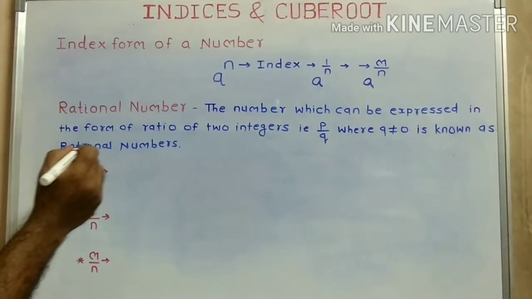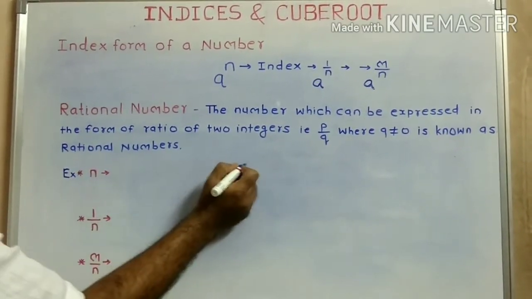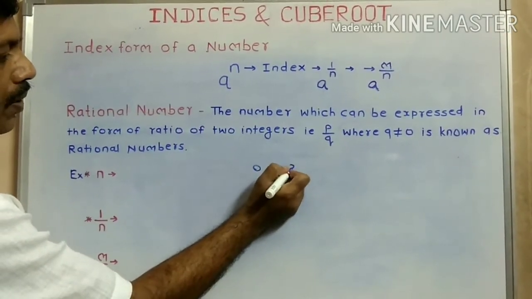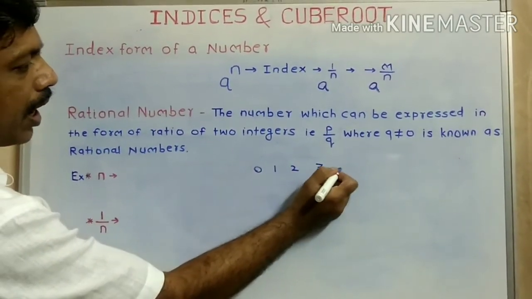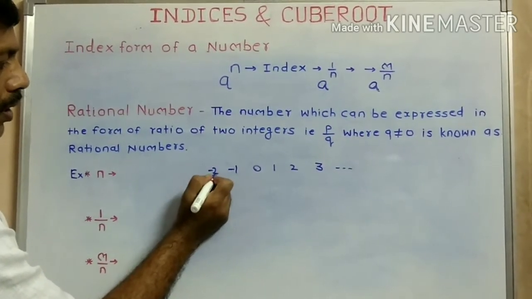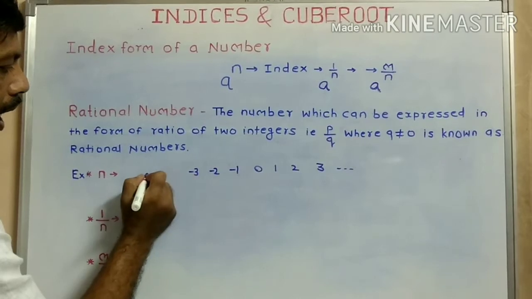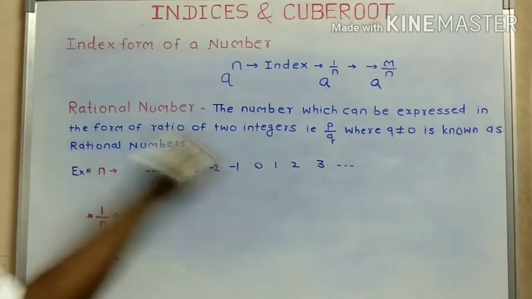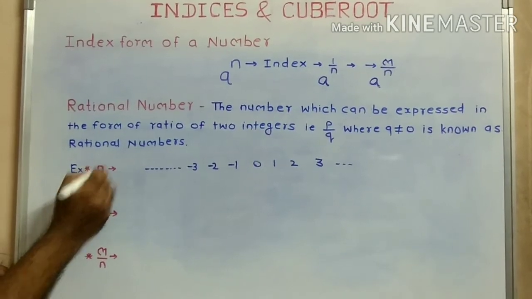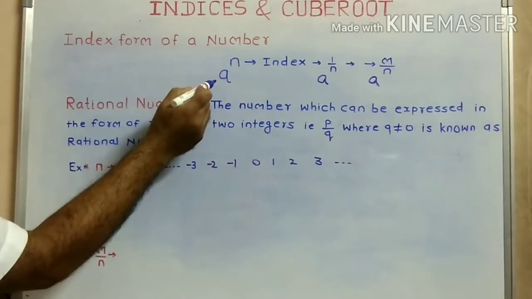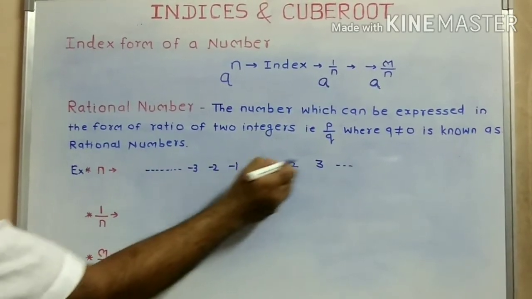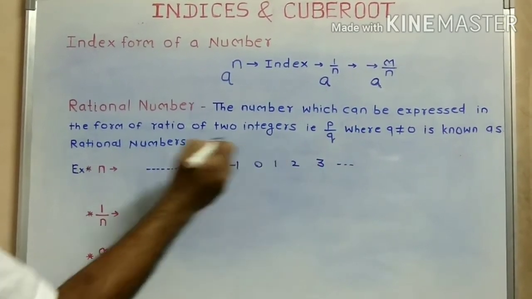Such types of numbers are known as rational numbers. Now, for example, I am considering the integers. What are the integers? Integers are 0, then 1, 2, 3 and so on. On this side there will be minus 1, minus 2, minus 3 and so on. We know that these are the integers. Now, I have written here: when we are writing the index form of a number, we write it as a to the power n. Now, these all are rational numbers.